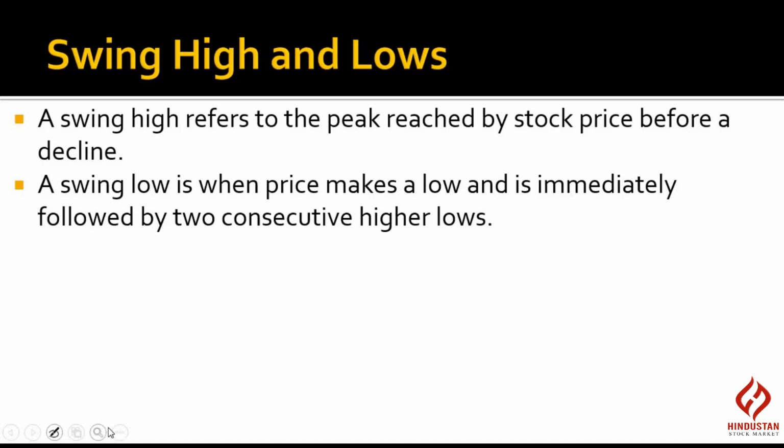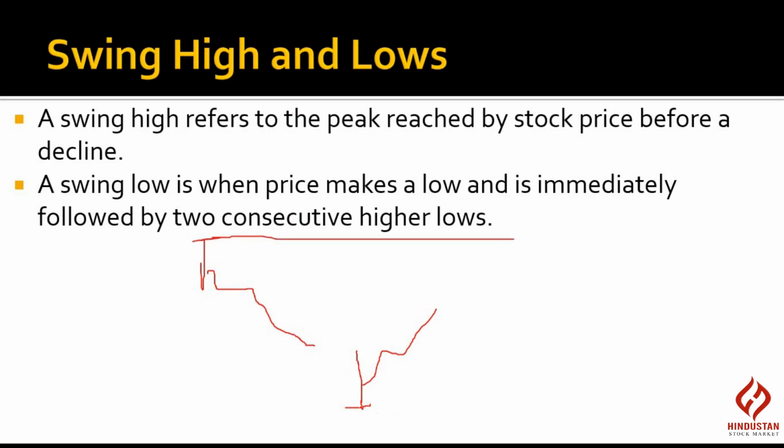Next is swing highs and swing lows. These swing highs and swing lows are also important support and resistance levels. So now let us understand what these swing highs and swing lows are. A swing high refers to the peak reached by the stock price before a decline. Whereas a swing low is exactly the opposite. It is a low price reached by the stock before a good uptrend, right? So this is known as swing highs and swing lows.